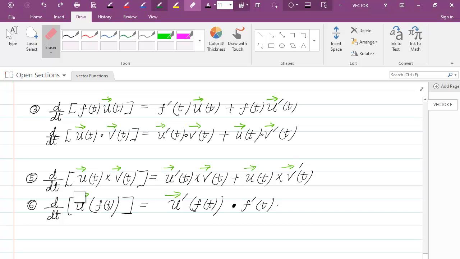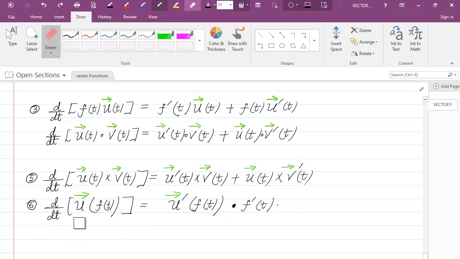The derivative of u of t cross product with v of t also follows the product rule, so it's u prime of t cross product with v of t plus u of t cross product with the v prime of t. Lastly, property number six, that's the chain rule.